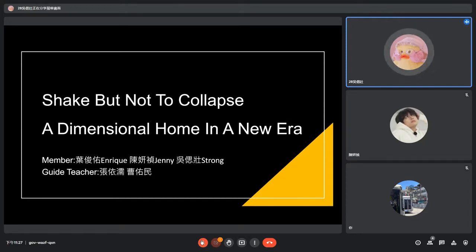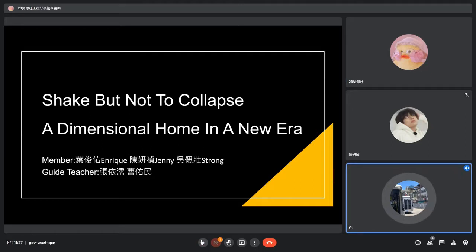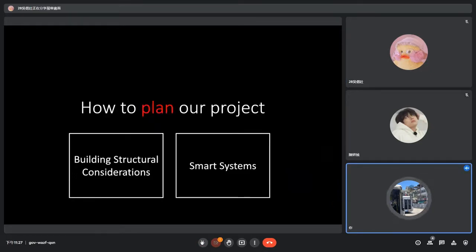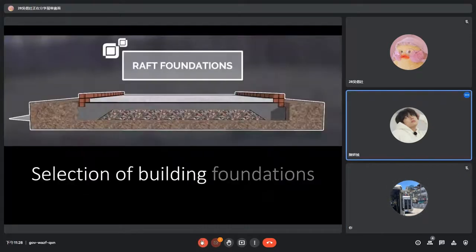Enrique, how did you plan our project in the beginning? I divided it into two parts for planning: building structural considerations and the smart system. Building structural consideration will be introduced by Jenny. She's professional. We first introduce the foundation we chose. In the planning of IoT, we hope to have a sewage treatment system.